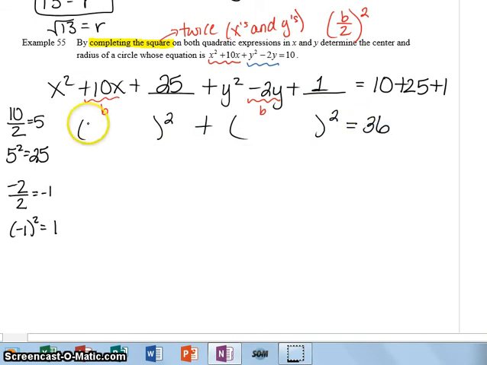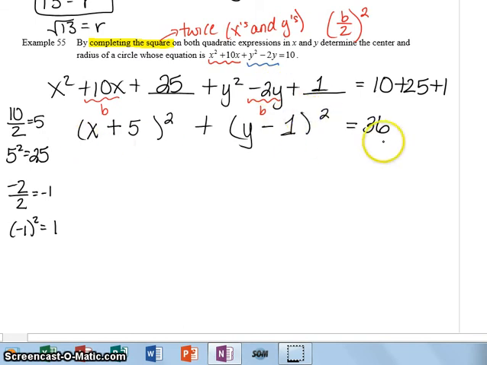So the shortcut: the sign of the b is always the sign in your binomial here. And then you just take the square root of 25 and you get 5. It should make sense. 5 times 5 is 25, but 5 plus 5 is 10. So we know we did that right. Same thing for the y's. My sign of my b is a minus. I take the square root of 1, I get 1. Negative 1 times negative 1 is positive 1, but negative 1 minus 1 is negative 2.